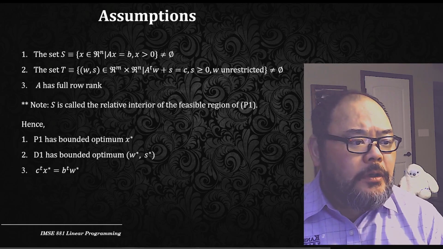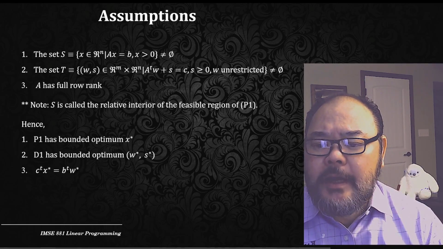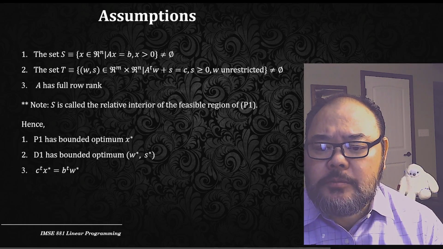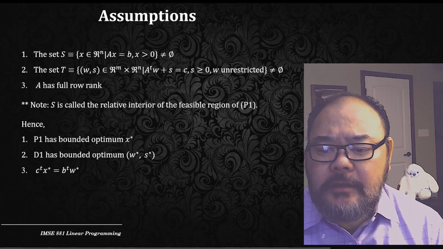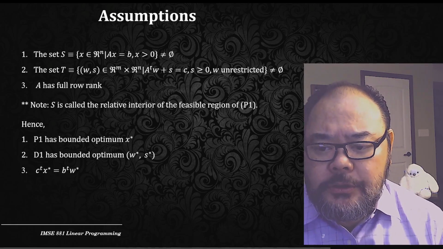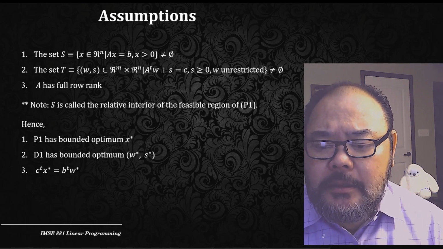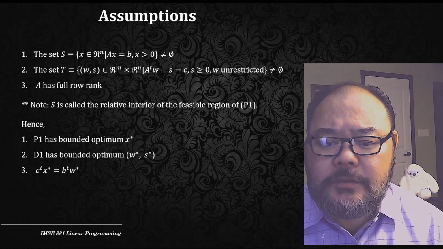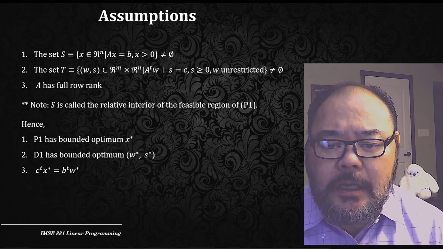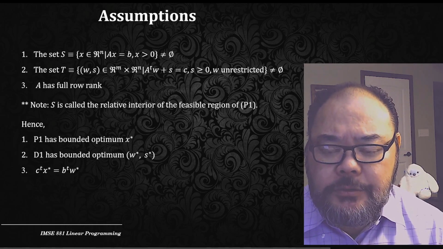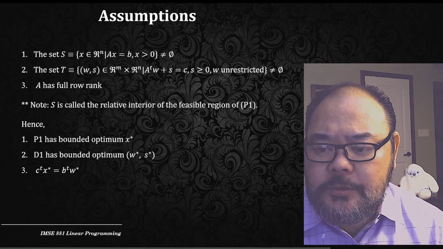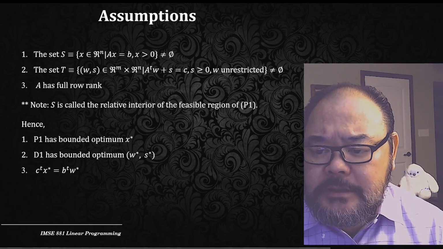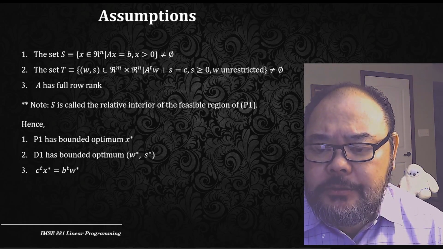Several assumptions to go over. The set S, which is the feasible region for the primal problem, is the set of x belonging to n-dimensional Euclidean space that satisfy Ax equal to b and x strictly positive. We assume S is a non-empty set, which is the relative interior of the primal feasible region. Similarly, T is the relative interior for the dual formulation.